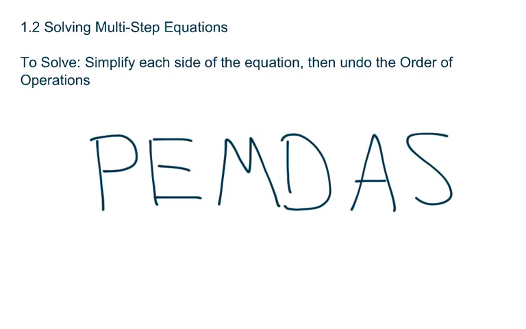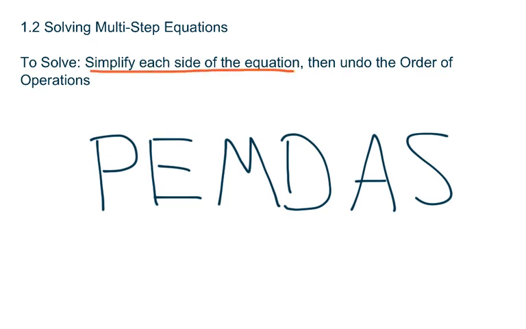All right, section 1.2. In section 1.1, if you remember, we talked about simple equations, single-step equations. In section 1.2, we get into multi-step equations, two-step equations, three-step equations even. So these are a little more difficult, but they shouldn't be too terrible. So to solve multi-step equations, we've got two steps.